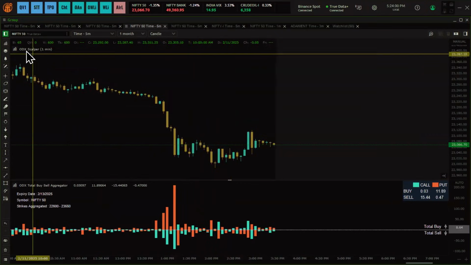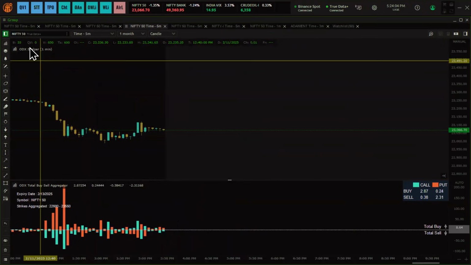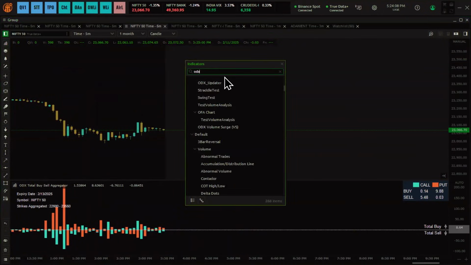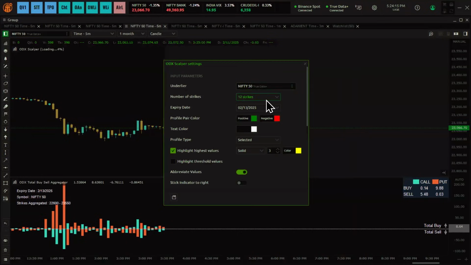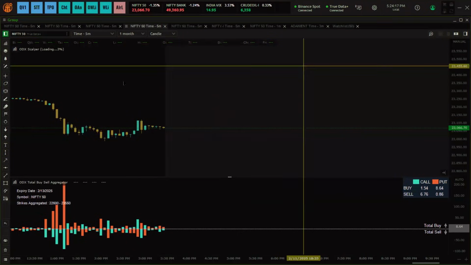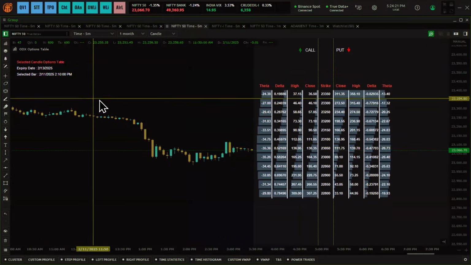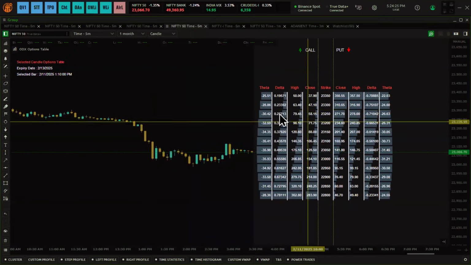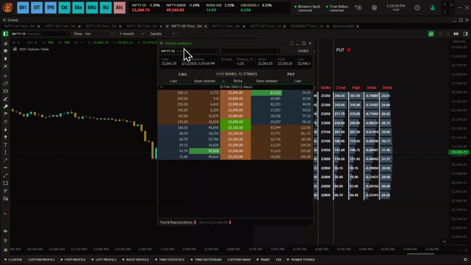Now this indicator is a scalper. Let me reapply. Let this indicator load. I will talk about the other one first. Okay, so let us talk about the options table first now. This indicator is nothing but a replica of the option chain. So you can see the option chain here.